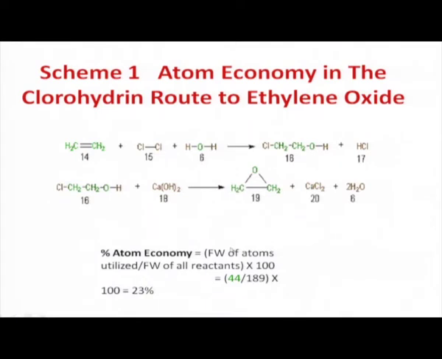The formula weight of the atoms utilized is whatever is marked in green, okay, this is the final product, and if you calculate it, it is only 44. But if you calculate the formula weight of all the reagents, that is chlorine, water, the starting material and lime, everything, it comes to 189, but the product is only 44. So, the atom incorporated is 44 divided by 189 into 100, that works out to be only 23%, which is very, very poor.